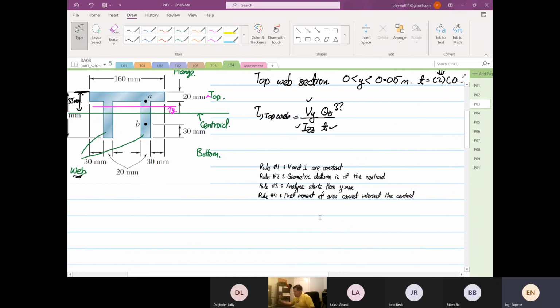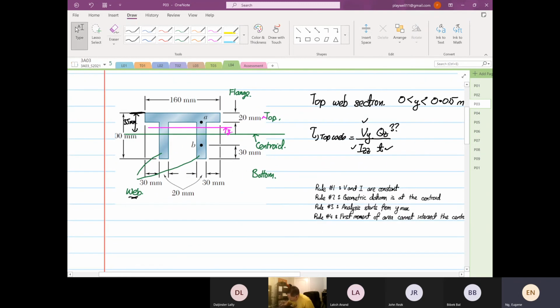One of the rules says the analysis starts from y max. So this is the y max, right? It starts from y max and comes down. So for this case, we have to consider the area of the flange, and you realize that the area of the flange is going to be a constant. Yes or no? Then the area of the web is a variable.